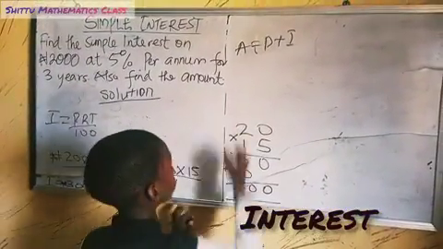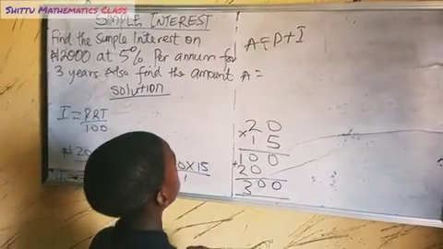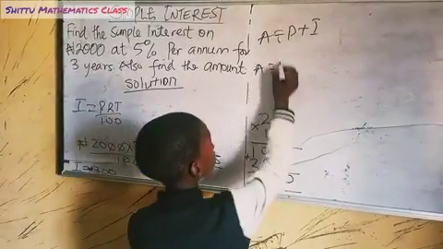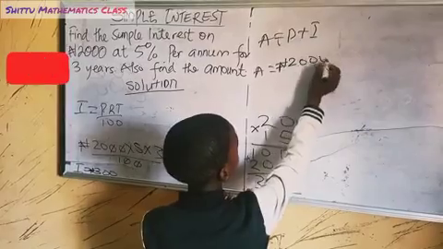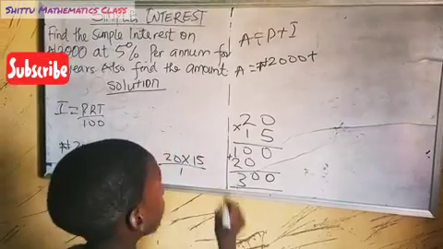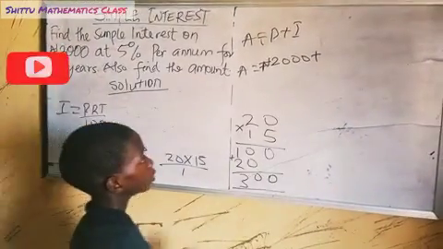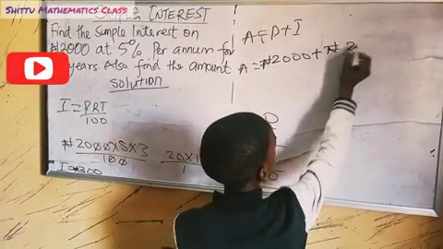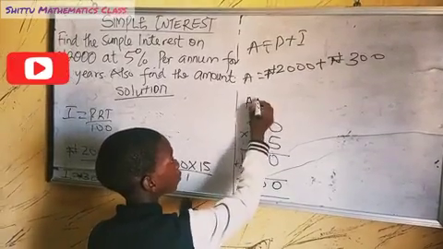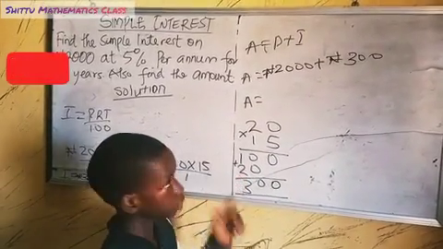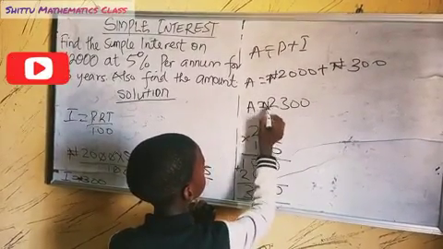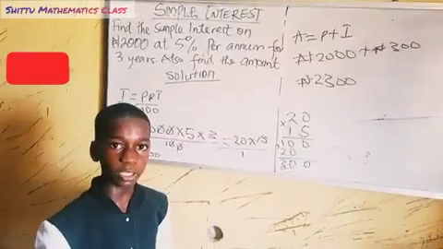So we are looking for the amount, so we bring out A equal to P, which is the principal, 2,000 naira. So you write the 2,000 naira, and this addition sign here, you bring it down. So our interest is 300. So you write down the 300. So the amount which you are looking for is equal to 2,000 naira plus 300 naira. I have the answer to be 2,300 naira.